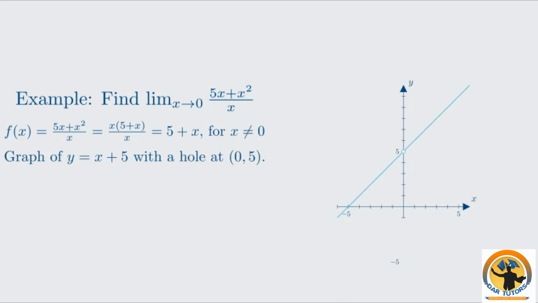This hole is a point of discontinuity. However, the limit still exists. As x approaches 0 from either side, the function's value approaches 5. Therefore, we can conclude that the limit as x approaches 0 of our original function is 5. This example clearly shows that the limit is about the trend of the function, not its value at the point.